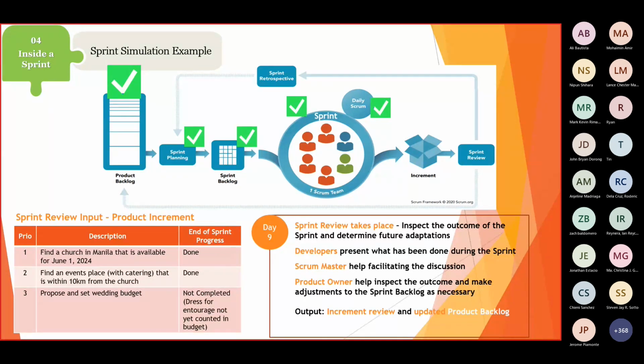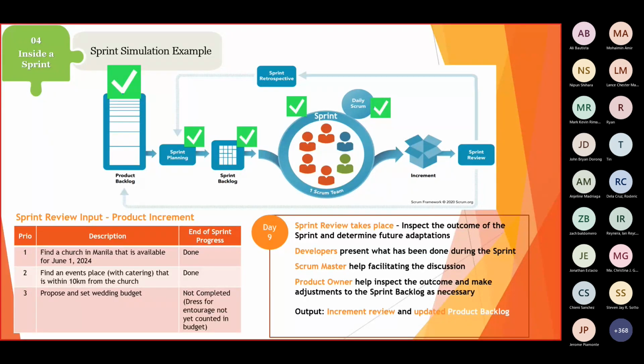So we have the Scrum Master. The Scrum Master would facilitate the discussion, and then the product owner may make adjustments to the backlog as necessary. And then the output of this event is the increment will be reviewed and the product backlog would be updated. So these first two, since they are already completed, will be removed from the product backlog. So it's already done. But since the third one is not yet completed, the remaining task for this one goes back to the product backlog.